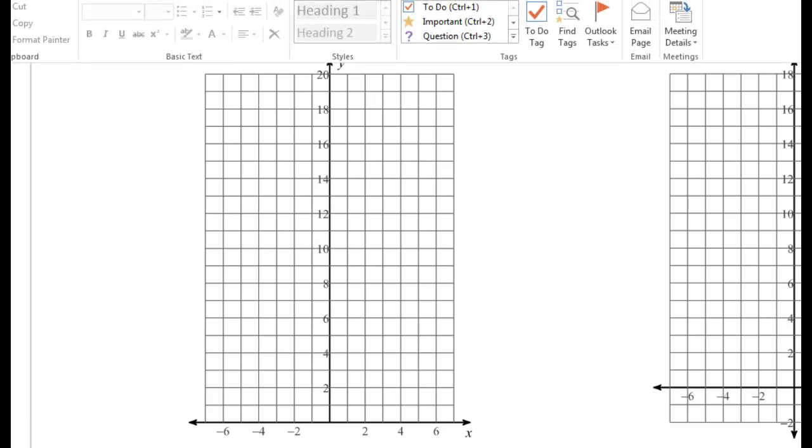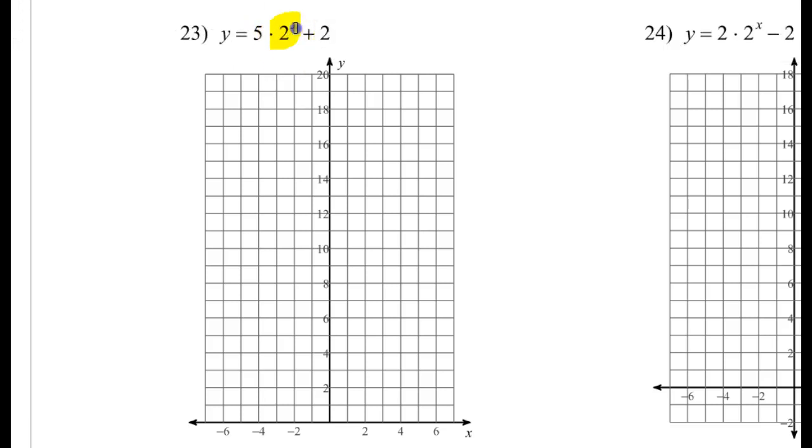So please understand that the table of values begins with the parent function, which is simply 2 to the x power. So to graph this problem, this is what I would do first. I would make a little table like this.